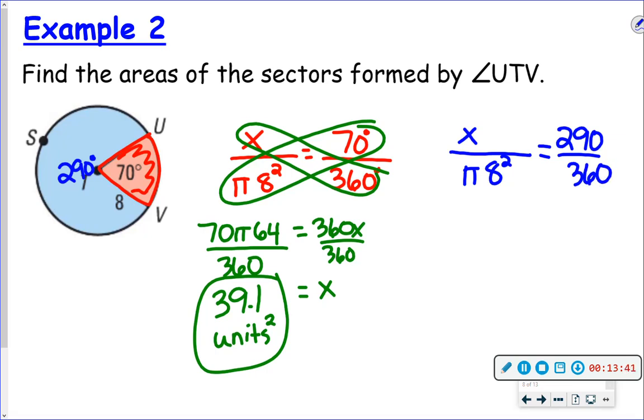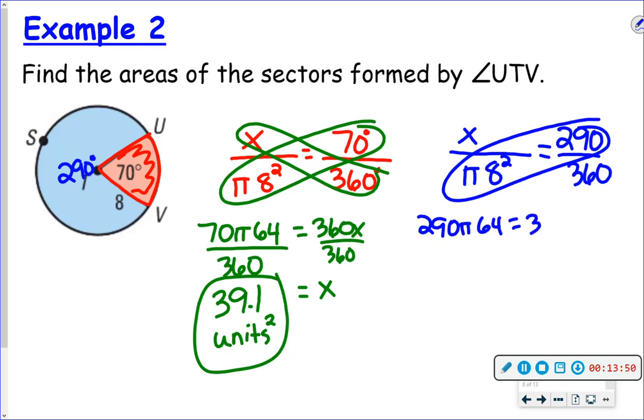So again, cross products. I always just out of habit start with the more difficult one, 8 squared, and of course divide off your 360. I rounded this one to the whole. What do you got? 162 units squared.